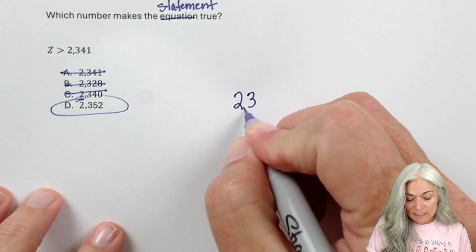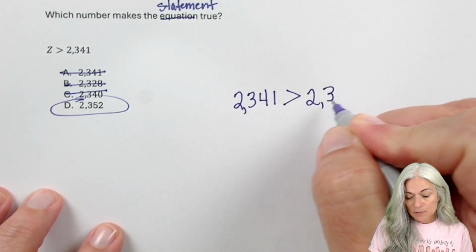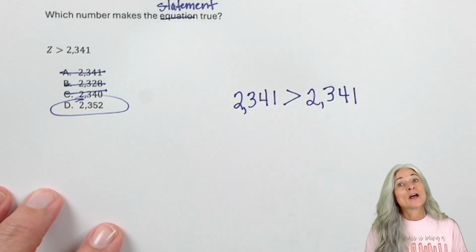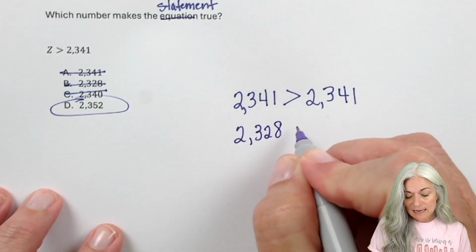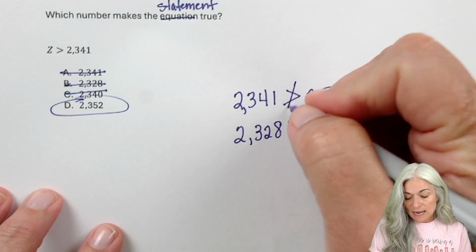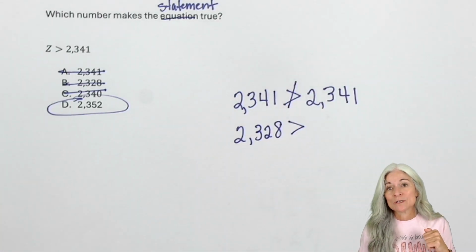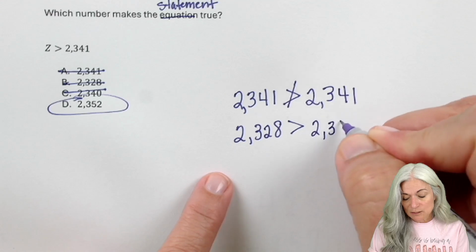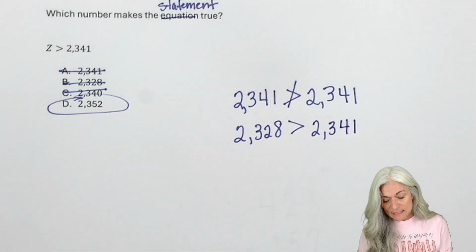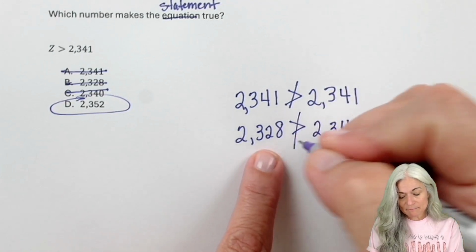Is 2,341 greater than 2,341? No, they're equal. And then is 2,328 greater than, and you could actually put a slash through it to show that's not true. Is 2,328 greater than 2,341? Like we said when we were going through it, two tens is not greater than four tens. Put a slash through it.